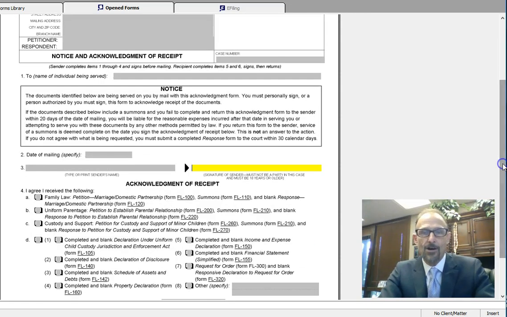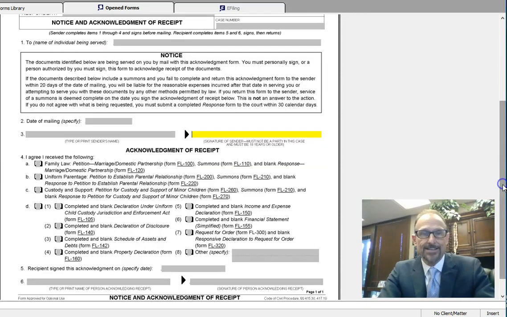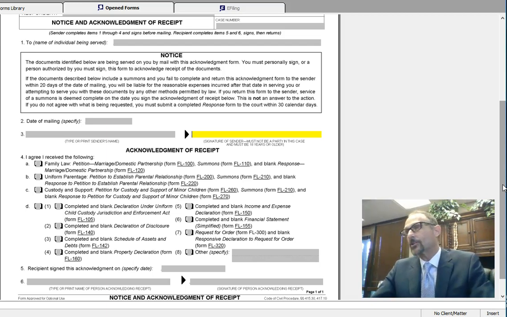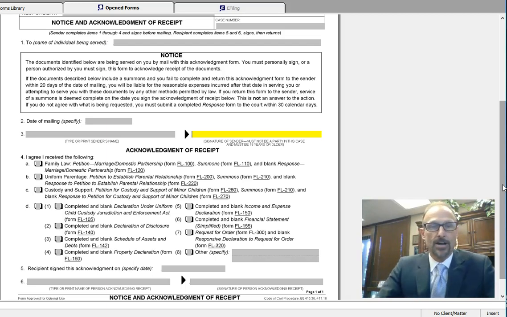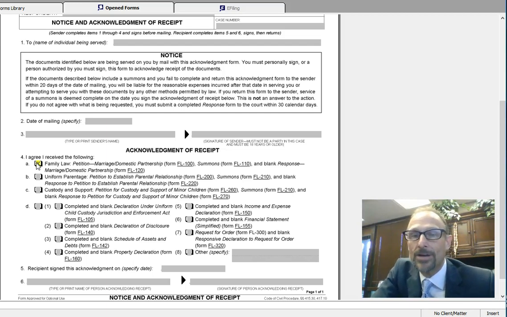Okay. Now, acknowledgement of receipt. Number 4 reads, I agree I received the following. Now it's got a whole list of documents here where you can check off. Let's say you're the one serving a regular divorce action with kids and whatnot. So you would mark family law petition, that's an FL-100, a summons, FL-110, and a blank response, which is required any time or any way you serve. Okay?